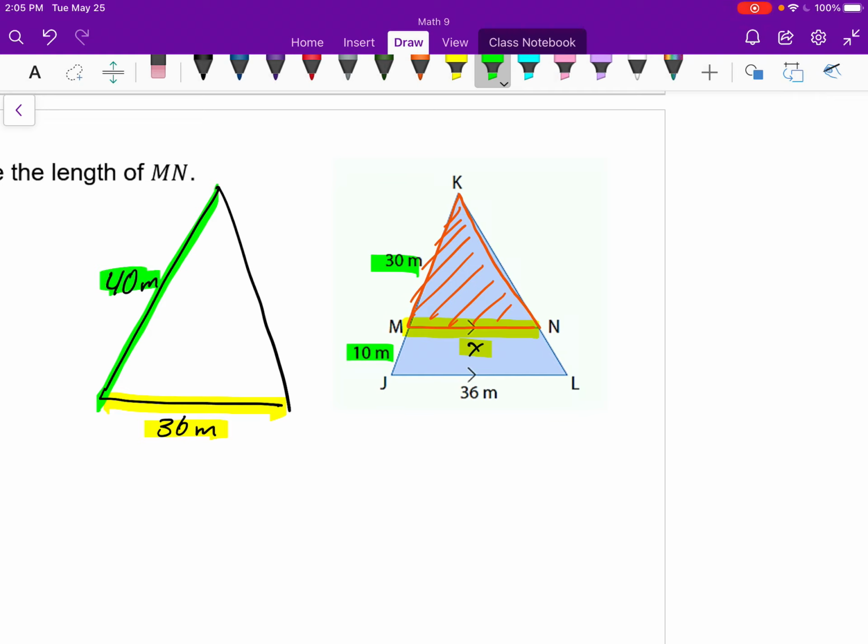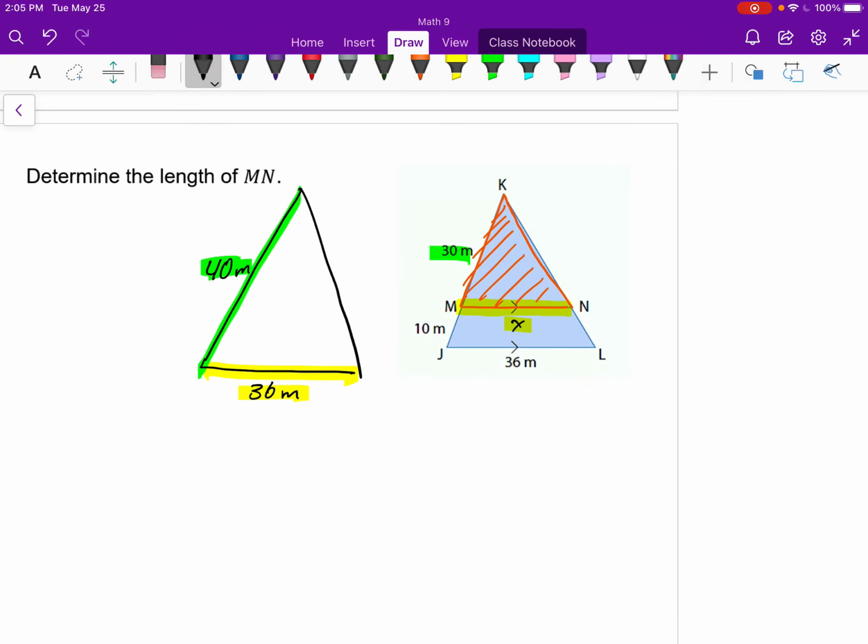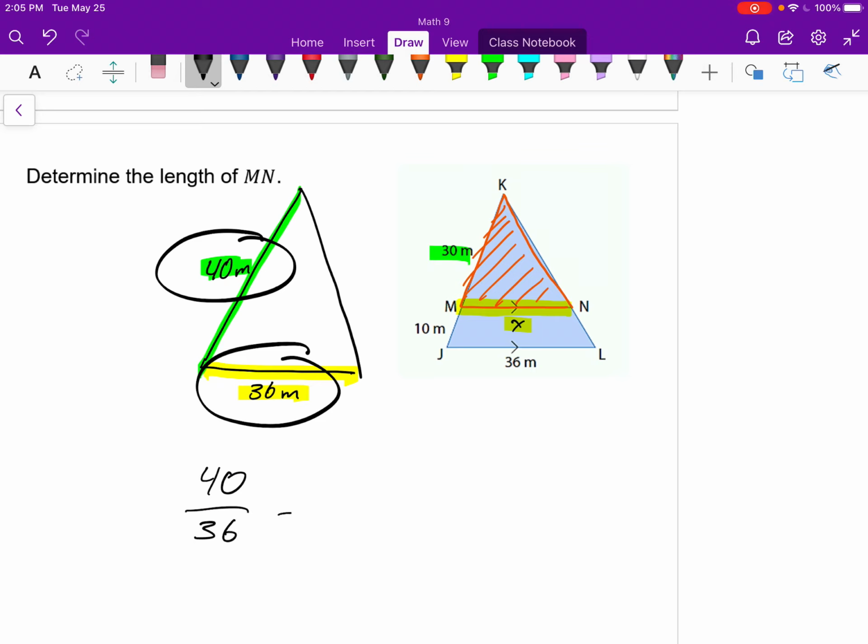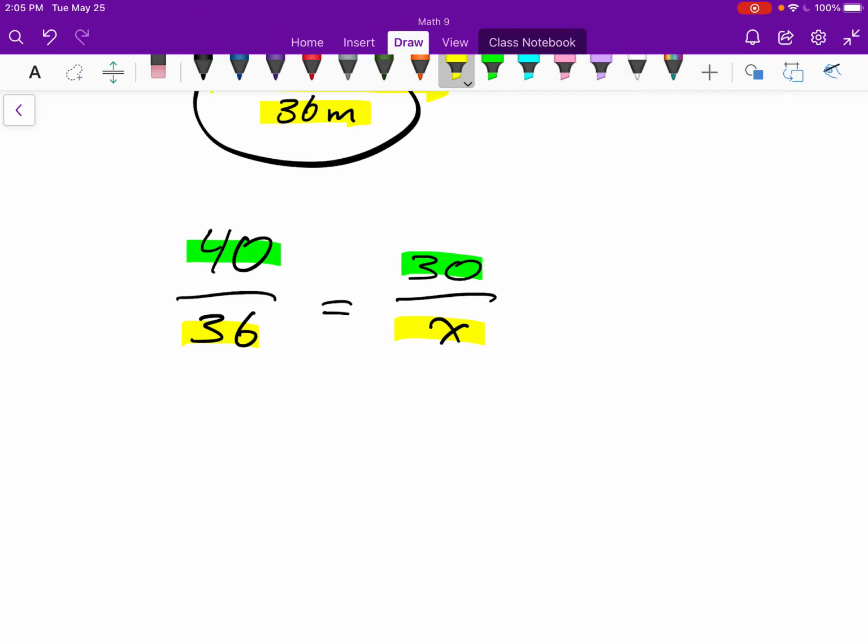And so now I can look at these two triangles as being two completely separate triangles. And so now I can make my corresponding sides. And one option is to say, and again, I'll just do a few different options, I can say 40 over 36. I'll write that down. 40 divided by 36, in that order, must be the same as 30 divided by x. Notice how my corresponding sides all match up. And so now I can focus on this.